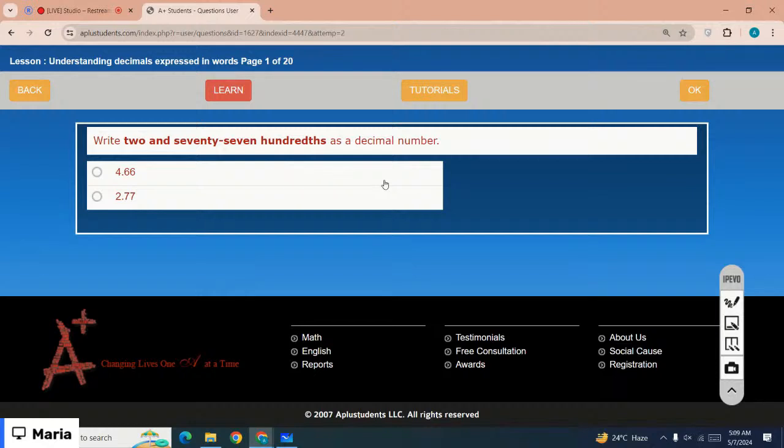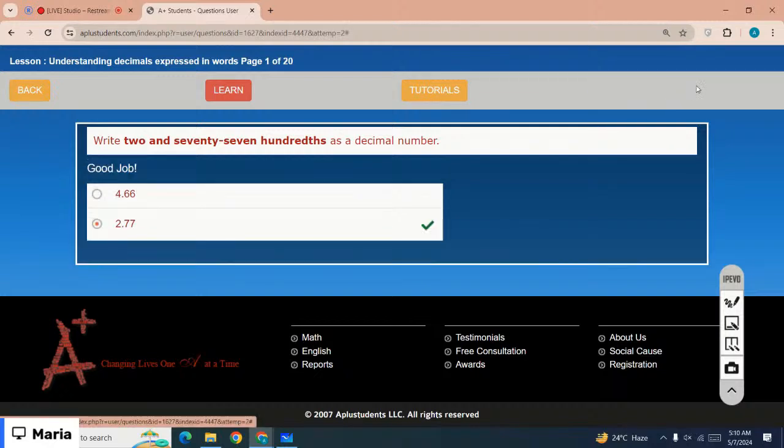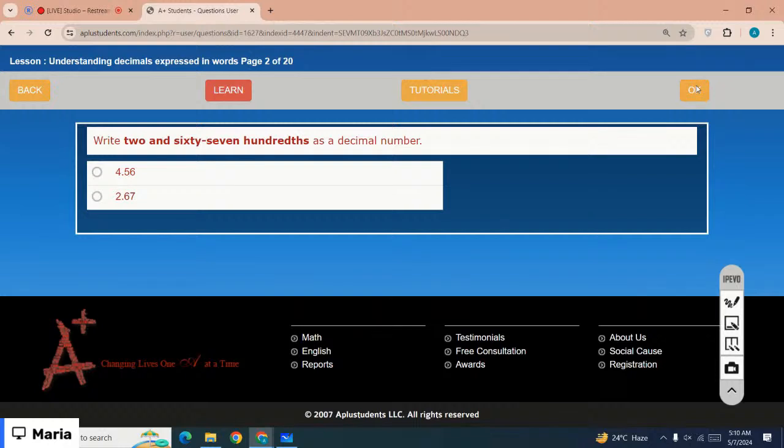That is option number 2. The 2 before the decimal point is the whole number, and you have 77 at the hundredths position, so that is 2.77. Right, 2 and 67 hundredths.